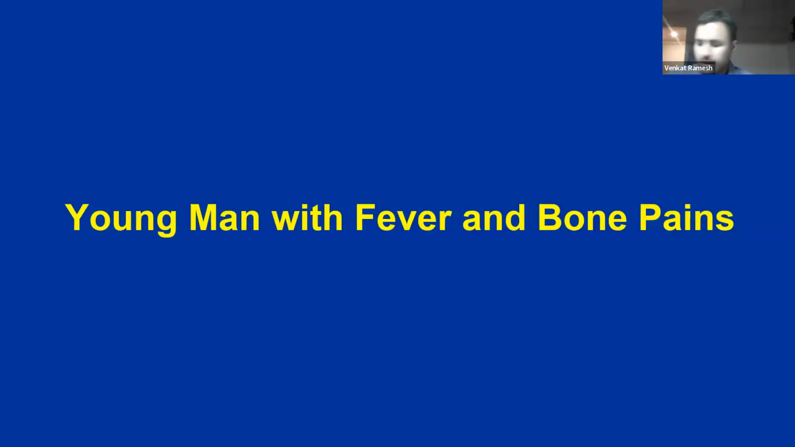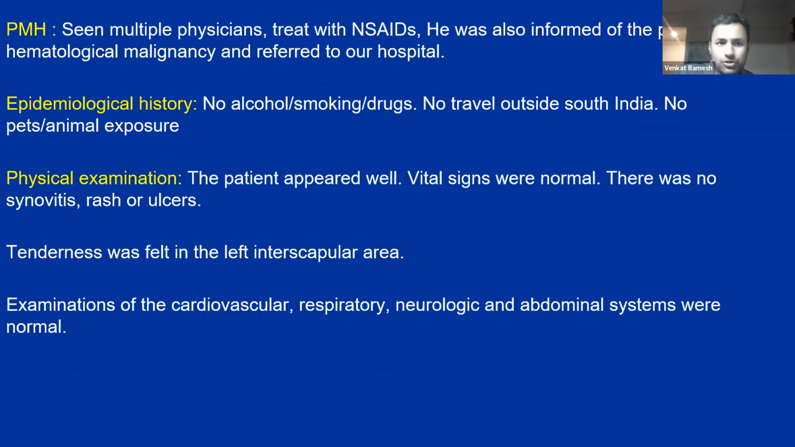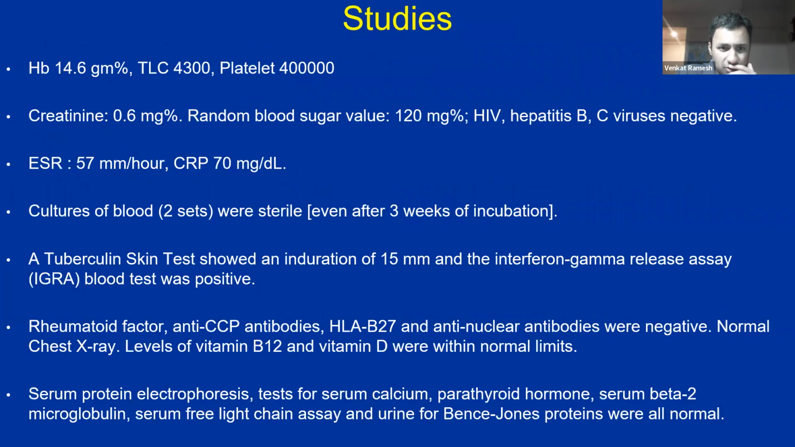Then I think I will run through a case which is quite interesting. It was presented at a rheumatological meeting actually. A young man with fever and bone pains: a 34-year-old man with fever, weight loss, and arthralgia for 2 months. Multiple physicians had given him a lot of painkillers and antipyretics, but there was no improvement.